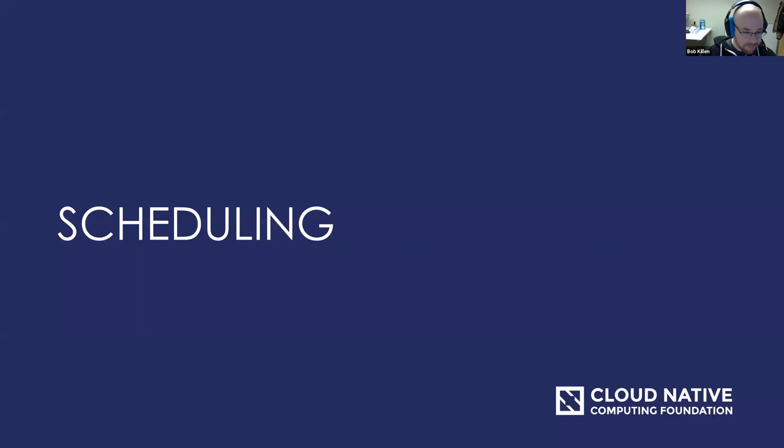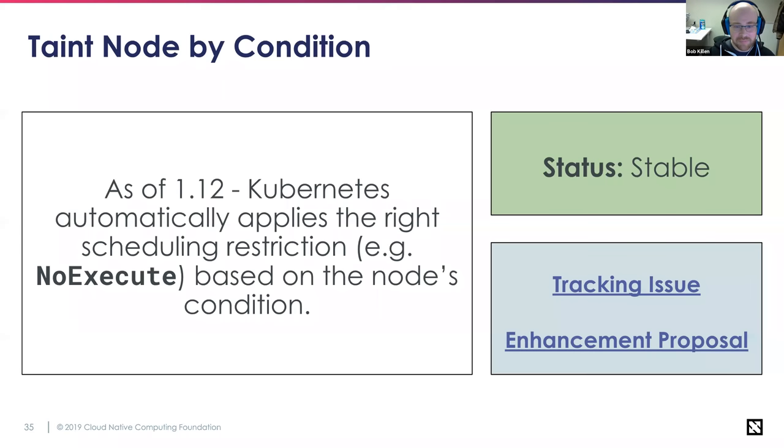Now we'll dive into scheduling. So the first one is taint node by condition. The Kubernetes scheduler itself doesn't actually check node conditions. These are things like memory or disk pressure or out of disk, and that doesn't directly impact scheduling. So instead, the node lifecycle controller would automatically set the no schedule or no execute taints on the node based on those conditions.